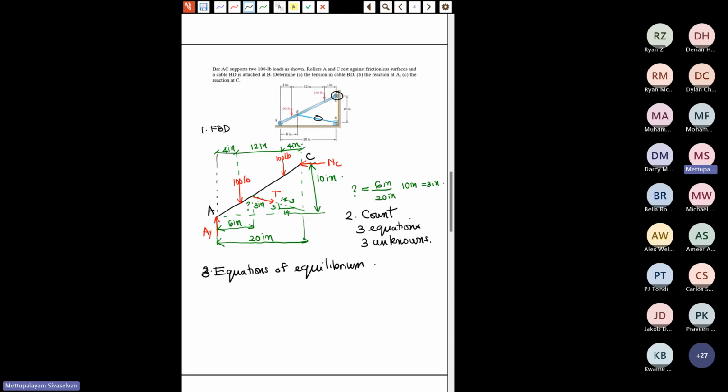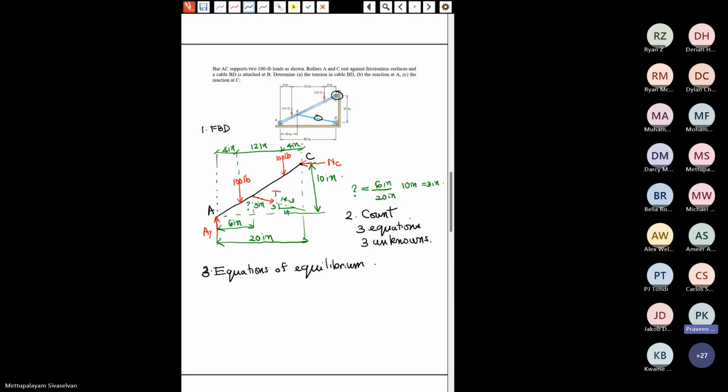okay, what can I do first? Can you give me a moment about C or A? If I do a moment about C, what unknowns are going to go? What unknowns am I killing? Just NC, right? If I do moments about C, I'm just killing NC. If I do moments about A, I'm just killing AY.